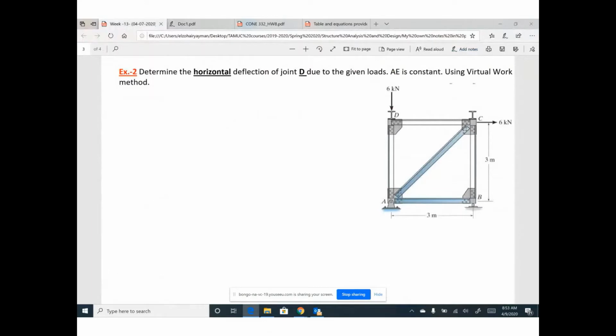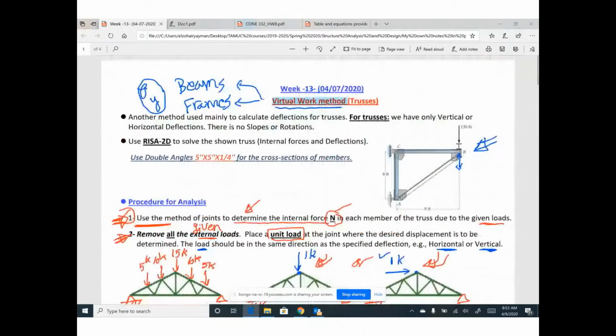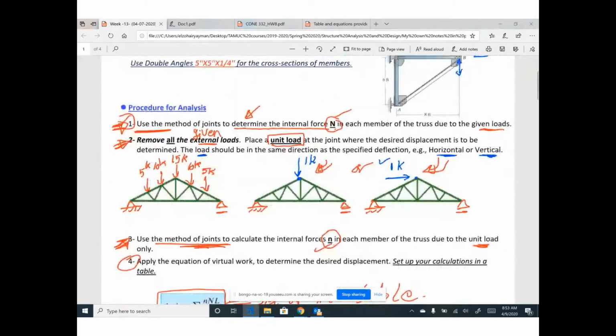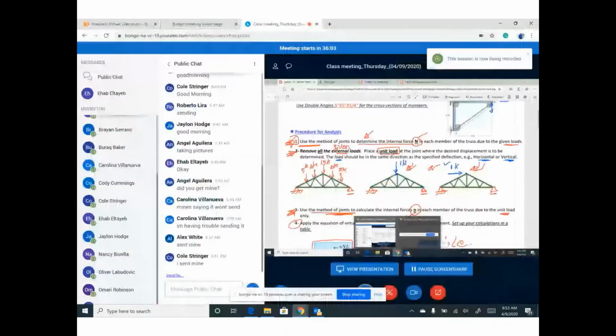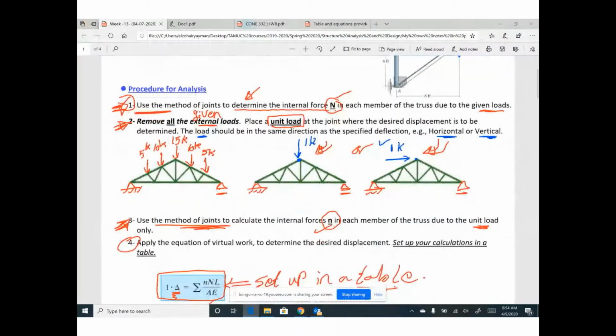Last time we started the virtual work method for trusses, and we have some steps. First step, you need to solve the truss due to the given load. The second step, you need to remove all the given loads and put only one unit load.